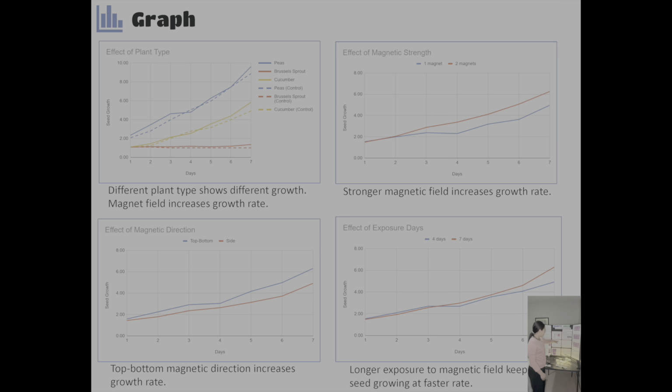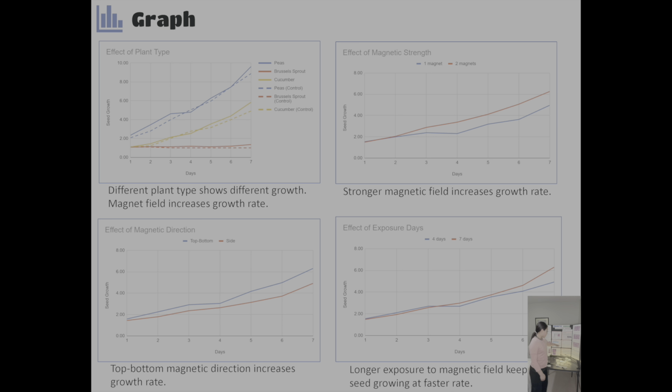In the top left is the comparison of the plants that use magnets versus the control. And in all of them, the ones with magnets outgrew the control group. In the top right is the graph of how magnetic strength impacted it. So is it stronger to have 2 magnets or 1 magnet? And it shows that 2 magnets have a stronger reaction.